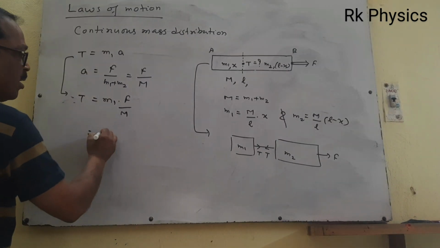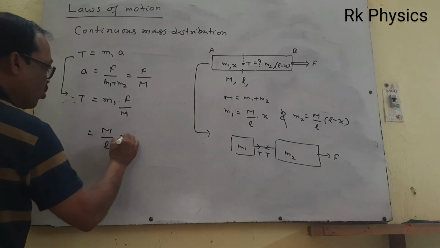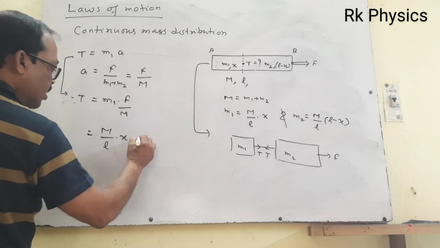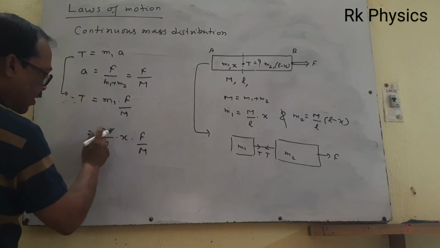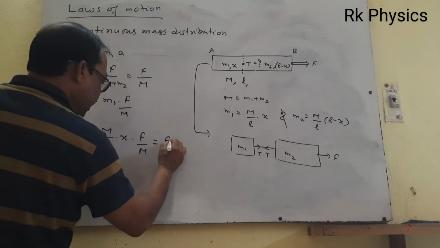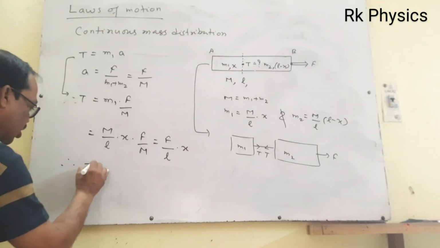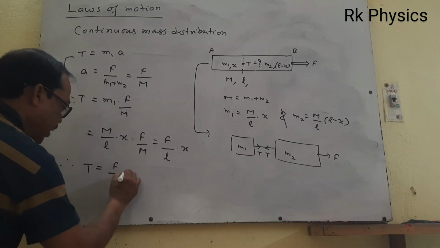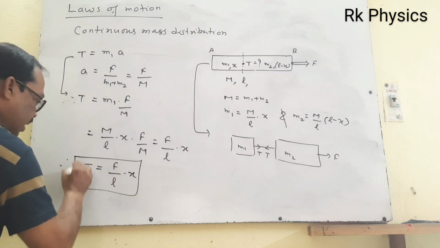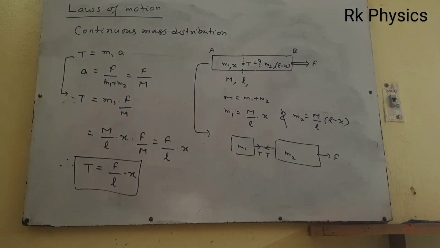So what is m1? You put again, m1 is M by L into x, into F divided by M. Now the M's get cancelled. This is F by L into x. So therefore tension at any point is F by L into x. Tension at any point. This is your formula.